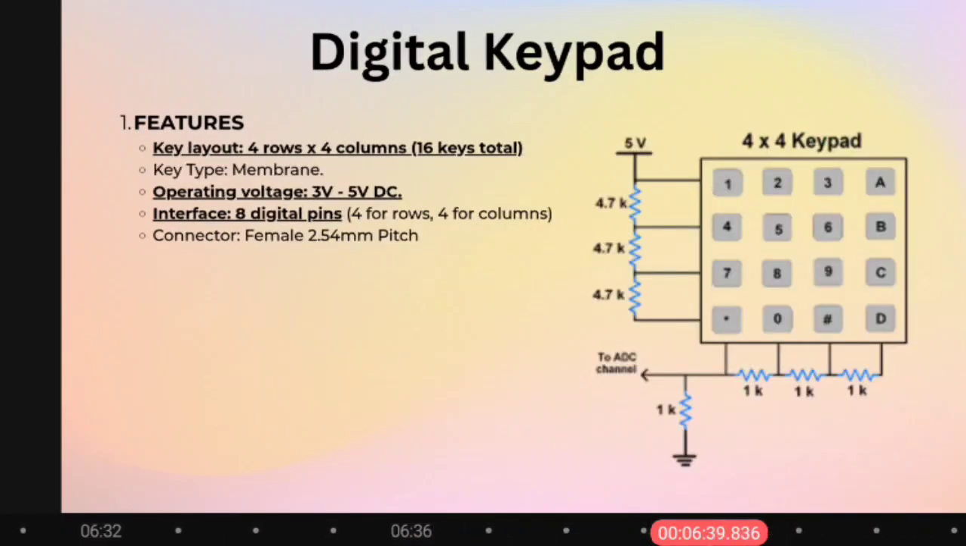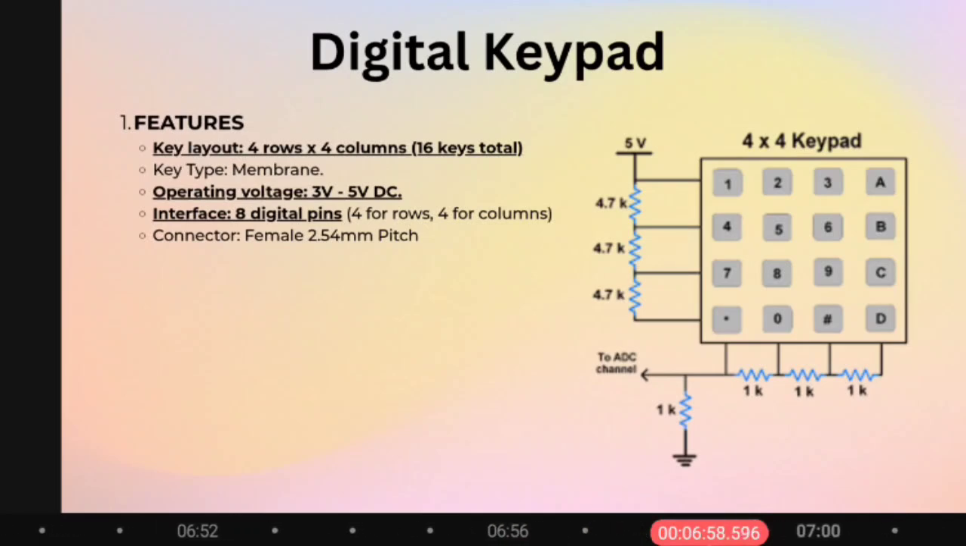For the next component, we need a digital keypad, which is a 4x4 column matrix. There are a total of 16 keys. The operating voltage is 3 volt to 5 volt DC. The interface is 6 digital pins. There are 4 rows and 4 columns, and the connector is a female 2.54 mm pitch.